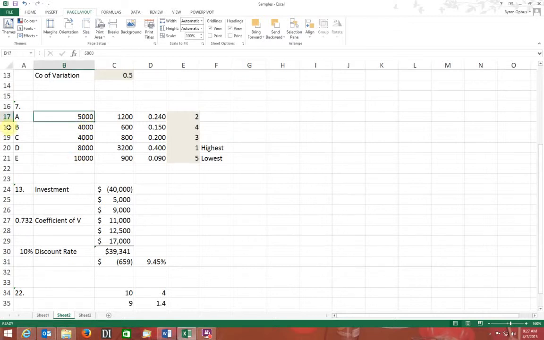List your numbers, your alternatives A, B, C, D, E, and list your standard deviations. Remember, the coefficient of variation is simply equal to the standard deviation divided by the expected value.